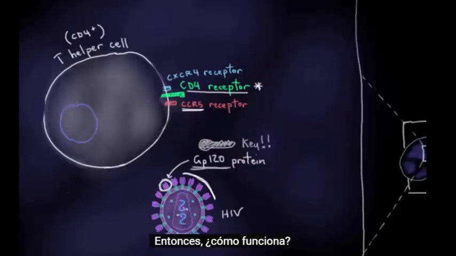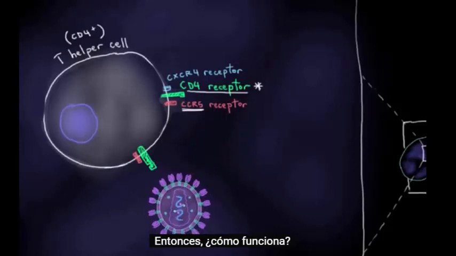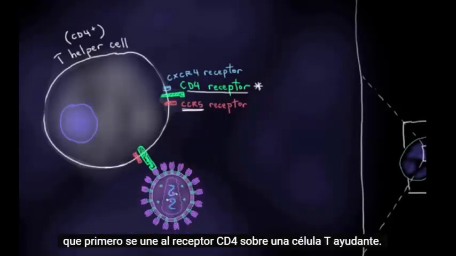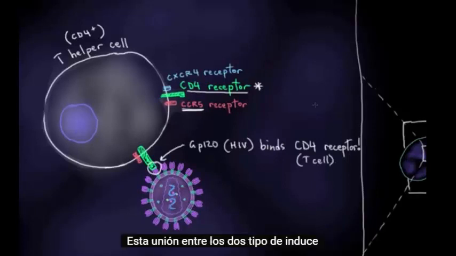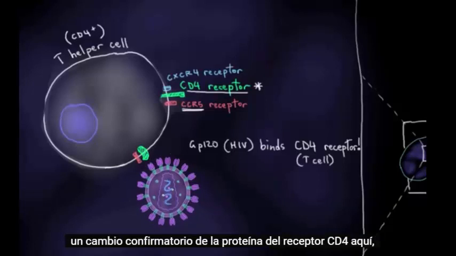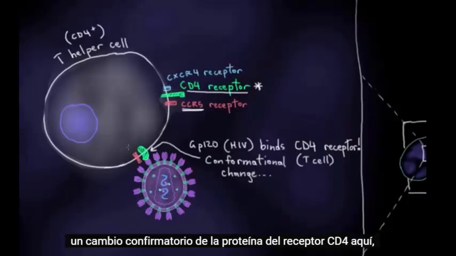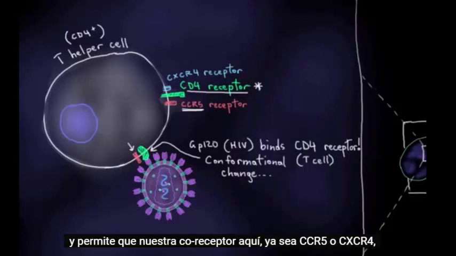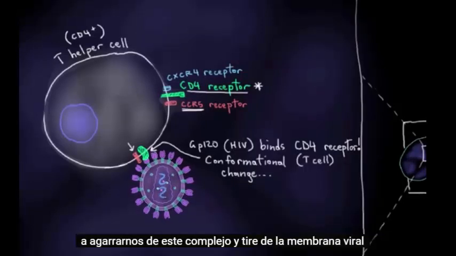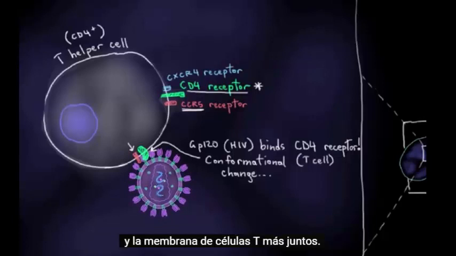So how does it work? Well, GP120 on the HIV envelope first binds the CD4 receptor on a T helper cell. This binding between the two induces a conformational change in the CD4 receptor protein here, and it allows our co-receptor here, either CCR5 or CXCR4, to grab a hold of this complex and pull the viral membrane and the T cell membrane closer together.